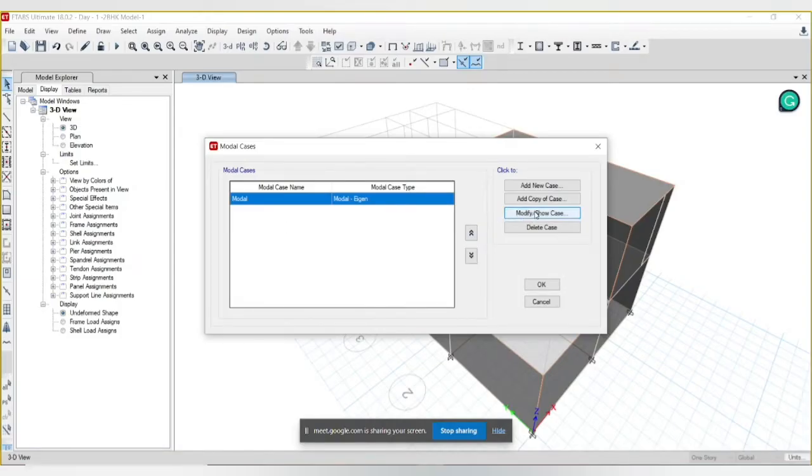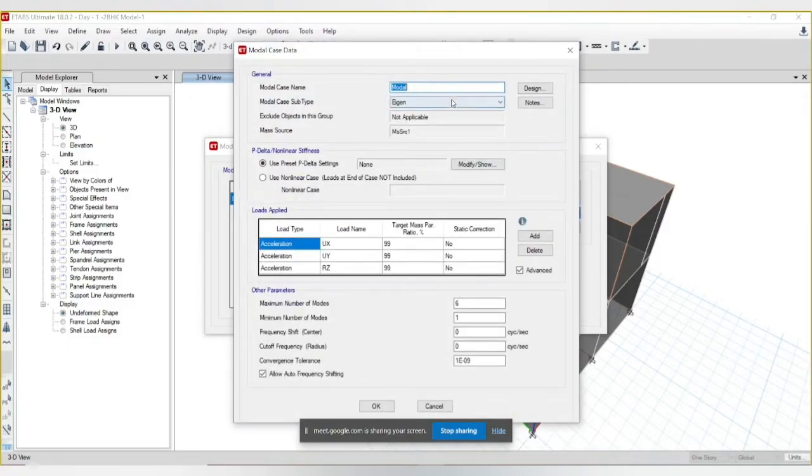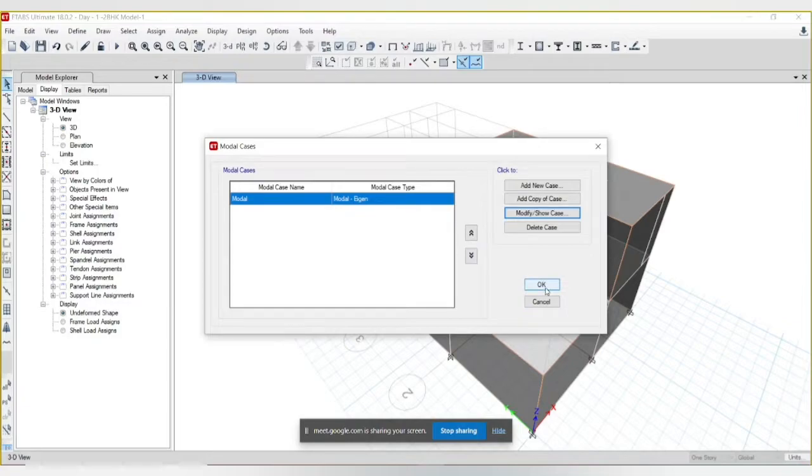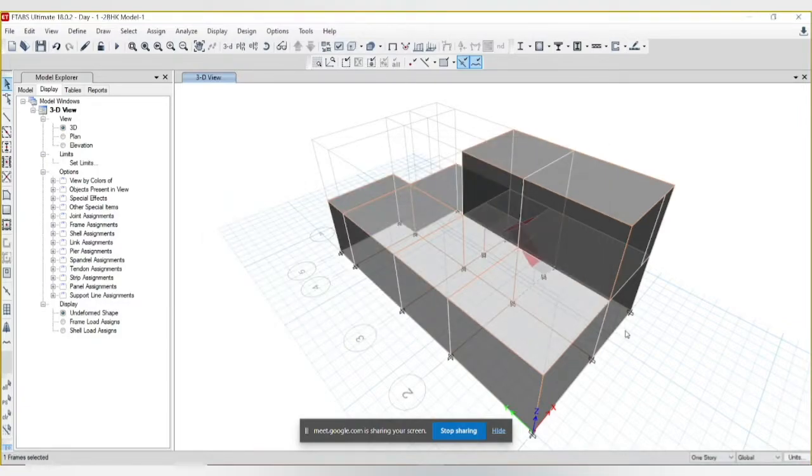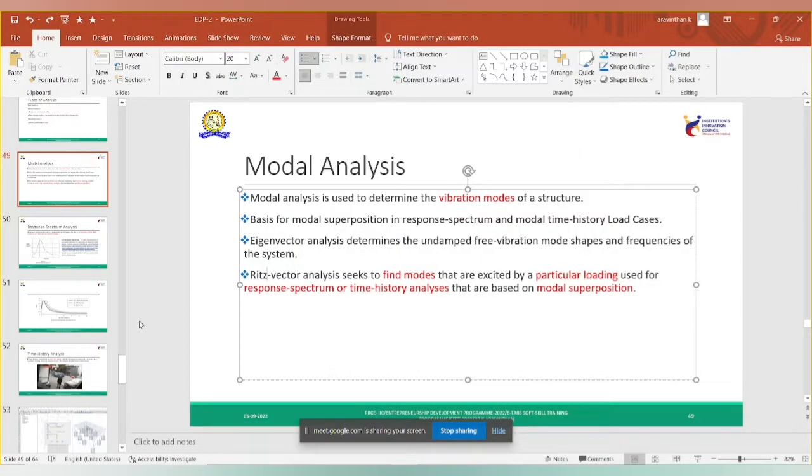So let me show here. You have two methods: one is Ritz and the other is eigen. These two methods are available here, and you will use either of them. Currently we will be using the eigen method only. So we have done this modal analysis for eigenvectors. Now let us press OK here. We have already done the modal analysis. Now let us do the response spectrum.